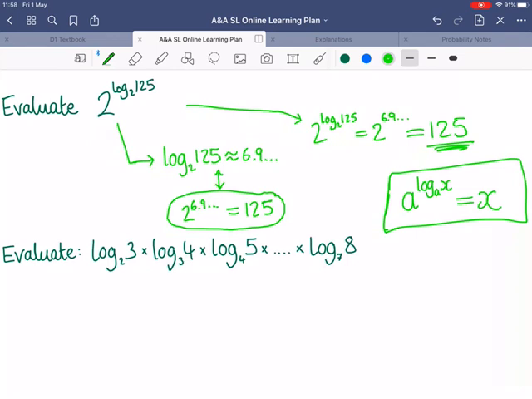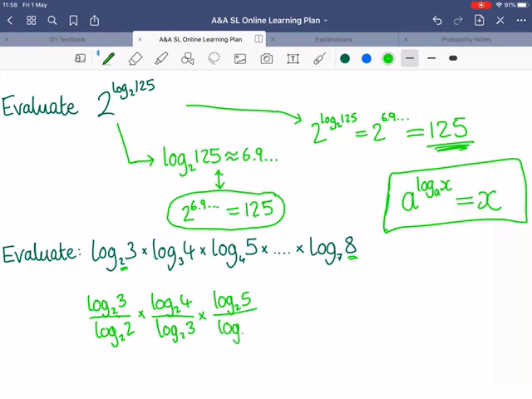Now, we're starting with 2, and in this sequence ending with 8. So with 2 and 8, I'm going to say a base of 2 seems like it would be helpful. So that's what I could change the first one to, and I'm going to change every single term here into log base 2 form, and so on until the last log.